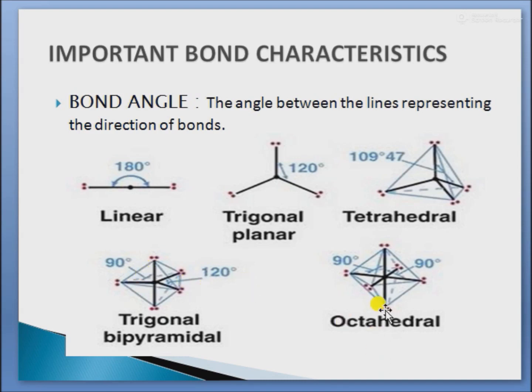Next is the octahedral angle. In case of octahedral there are 6 bonded atoms, and the bond angle between each bond is 90 degrees.